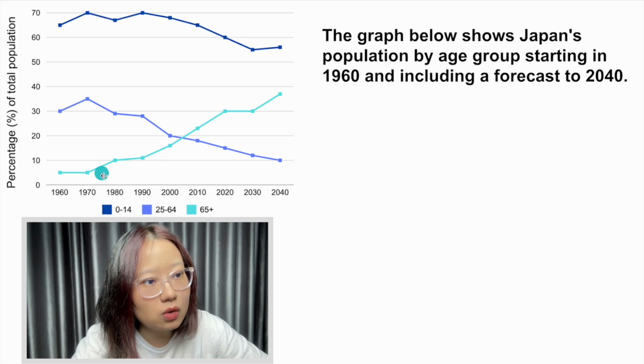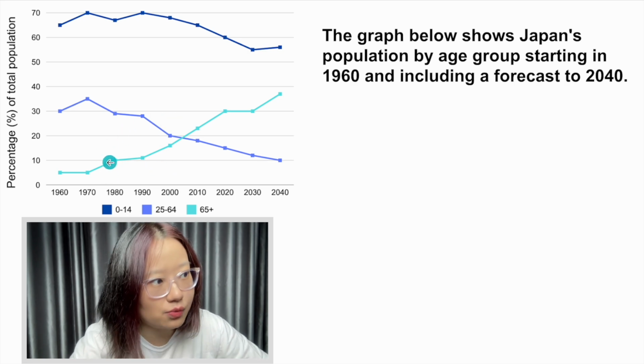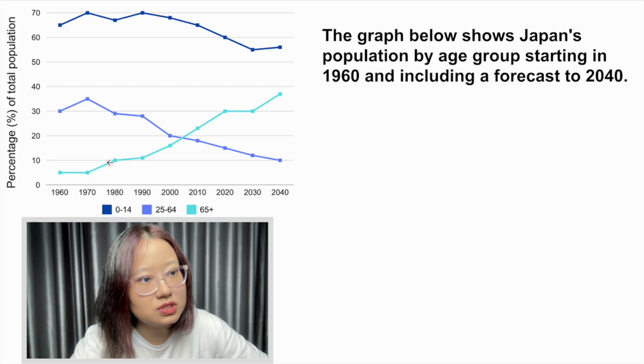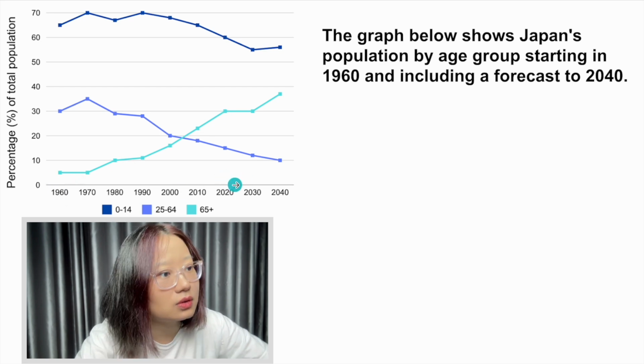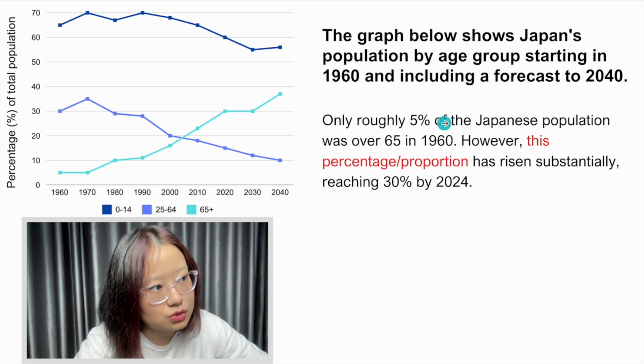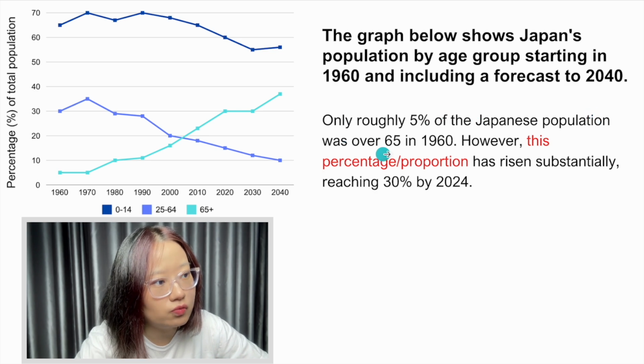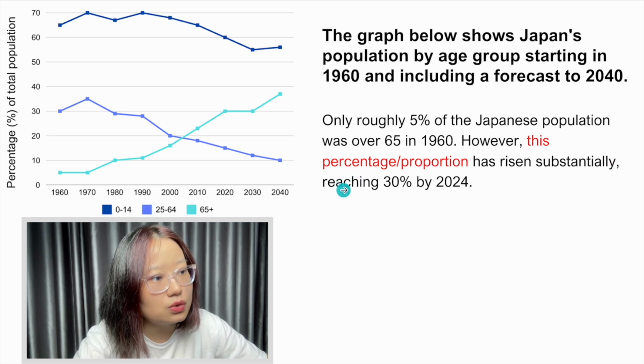I will describe the oldest age group in the first details paragraph. I don't think there is anything special for this age group. We don't need to be too detailed, right? We don't need to mention the stable trend here. We can just describe the upward trend and add data at the beginning of the period and now. Only roughly 5% of the Japanese population was over 65 in 1960. However, this percentage has risen substantially, reaching 30% by 2024.